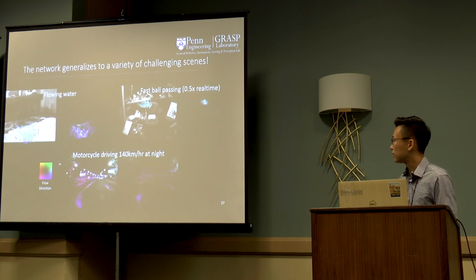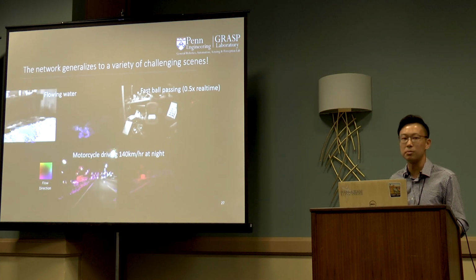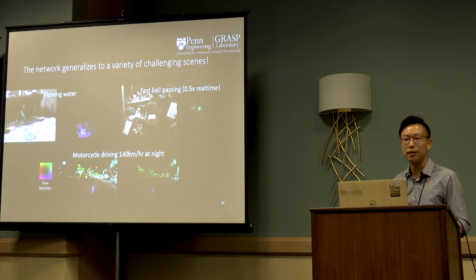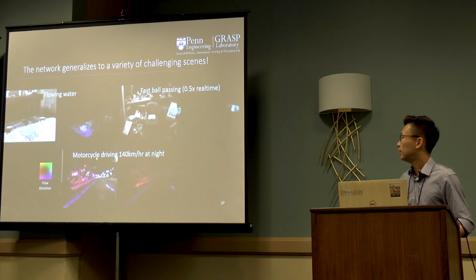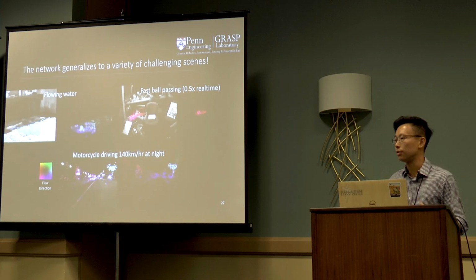Finally, we have the sequence from our data set where we have a motorcycle that's riding at 140 kilometers an hour on the highway, and particularly at night. So even in these really challenging scenes, these networks will generalize and give you very reasonable optical flow.